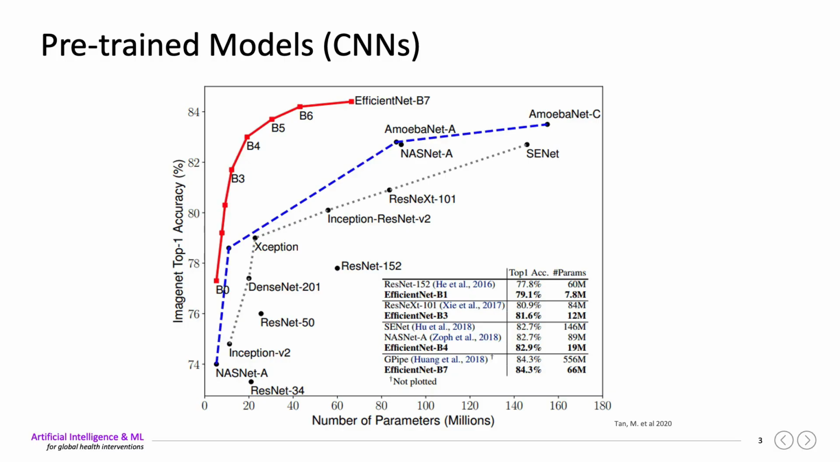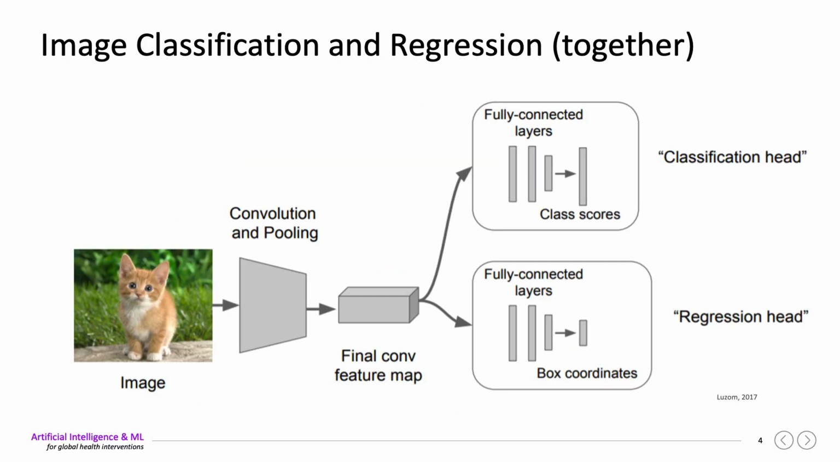Now let us look at the core computer vision tasks that these models perform. This slide illustrates image classification and regression together. An input image passes through convolution and pooling layers to produce a final convolutional feature map. From that shared feature map, the network branches into two heads. The classification head is a set of fully connected layers that outputs class scores. The regression head is another set of fully connected layers that outputs continuous values, in this case box coordinates.